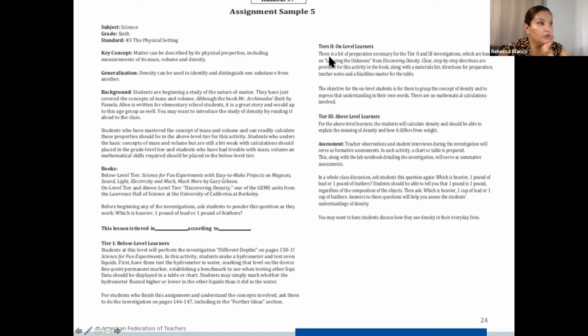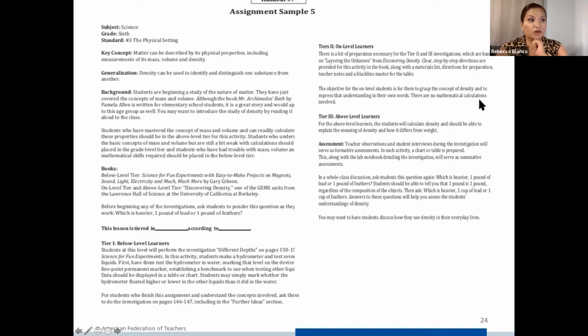On level learners, there's a bit of preparation necessary for the tier 2 and tier 3 investigations, where based on layering the unknown from discovery, density, clear up, step-by-step instructions are provided for this activity in the book with materials, directions for preparation, teacher notes, and blackline masters. The objective for on-level learners is for them to grasp the concept of density and to express that understanding in their own words. There are no mathematical calculations involved.